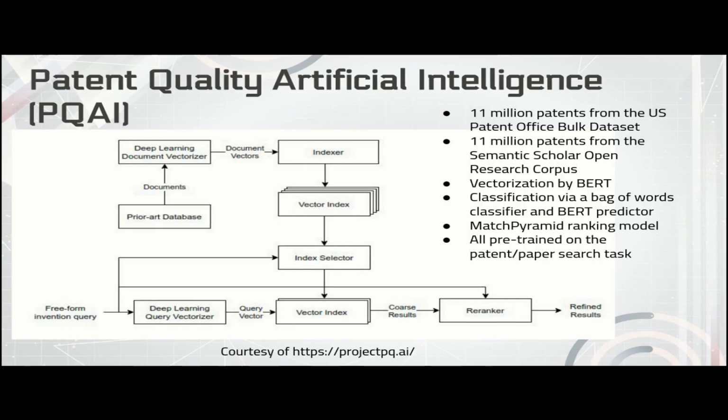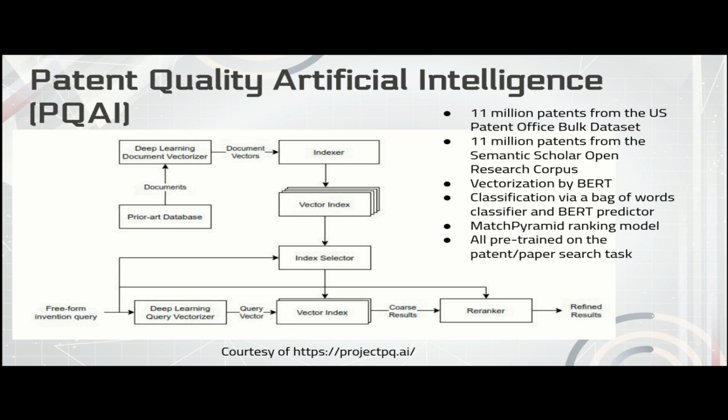Now, the way it does this is it uses the Patent Quality Artificial Intelligence, or PQAI, set of trained models. Originally an initiative from AT&T, this open source project has published BERT vectorizers, classifiers, bag-of-words classifiers, and a match pyramid re-ranking model, all trained on the task of finding relevant patents and papers to a given piece of text.